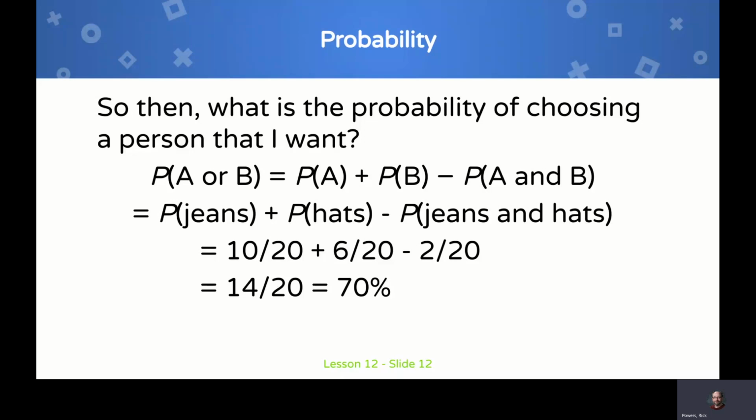Probability of A or B equals probability of A plus probability of B minus probability of A and B. In this situation, the probability of jeans plus the probability of hats minus the probability of jeans and hats. 10 out of 20 plus 6 out of 20 minus 2 out of 20 equals 14 out of 20, which is 70%.